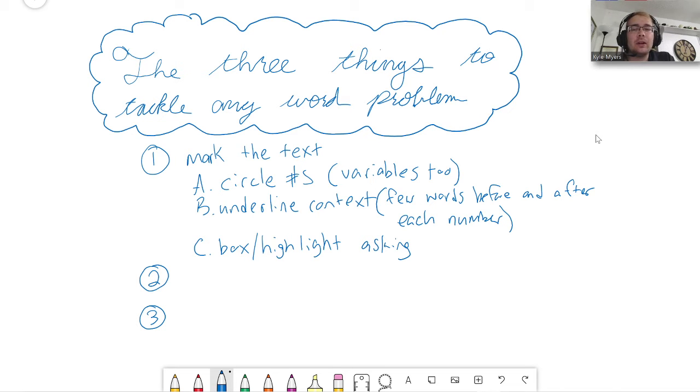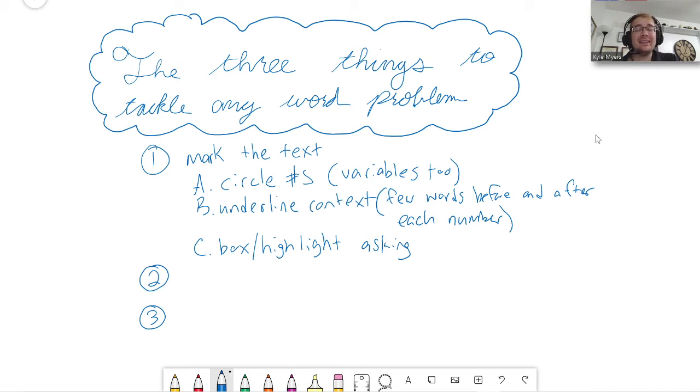Now, all three of these are optional. This is not like do step 1, do step 2, do step 3, and then click your heels three times and you have the answer. This is not one of those. It's just three things. They're not in order. You don't have to do them in order, and you don't have to do all three things.